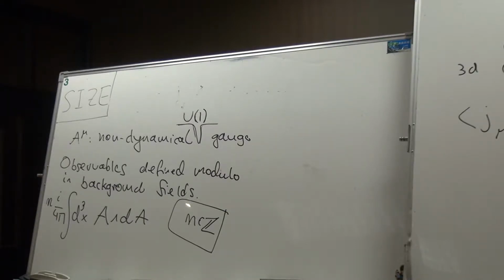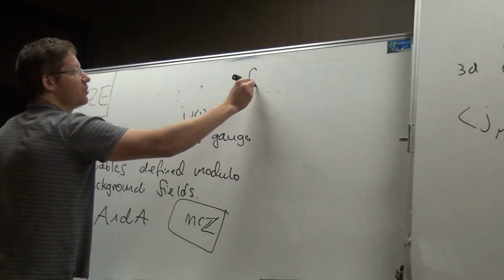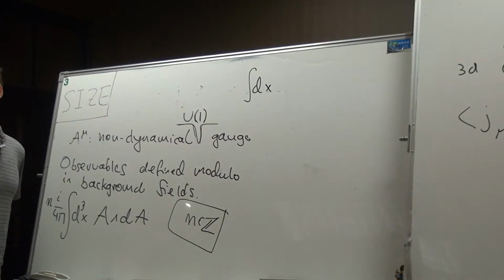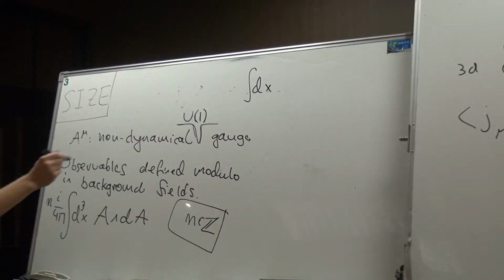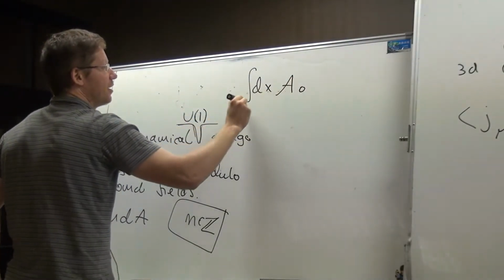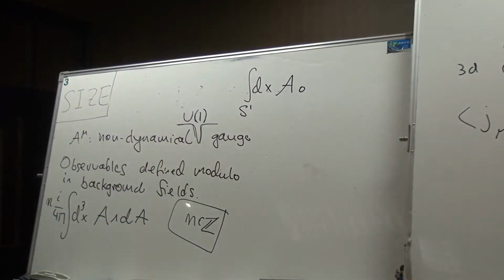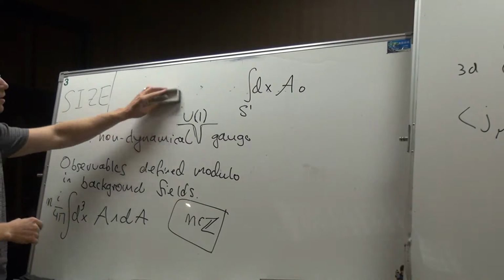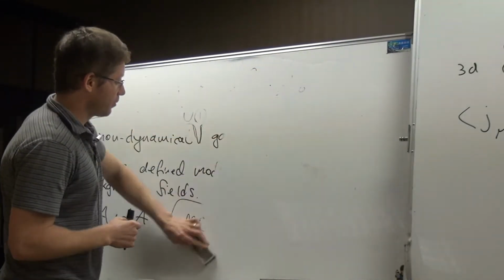Well, the simplest way to see that is to put the theory on a torus. So let me explain. Let's take just a one-dimensional Chern-Simons term as an analogy. We would write the integral of dx a naught on S1. We can make a large gauge transformation, which would change the action by something which is not an integer, if the coefficient of that term is not an integer. So it is necessarily quantized.